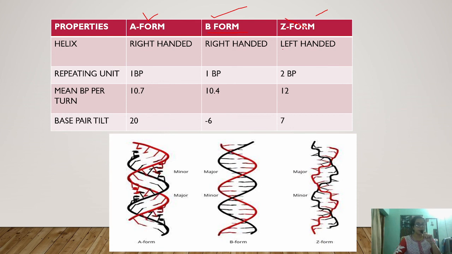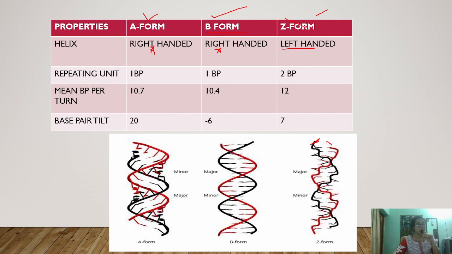And the Z form of DNA is known as left-handed, whereas both the A form and the B form of the DNA are right-handed. So what is left-handed, what is right-handed? Let's see. In this part you can see this is one strand. This strand is facing towards the right hand side, and this strand is also facing towards the right hand side. Whereas in the case of Z form of DNA, you can see both the strands are facing towards the left side. That's why they are called left-handed.